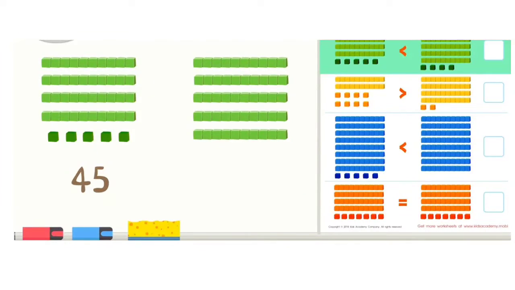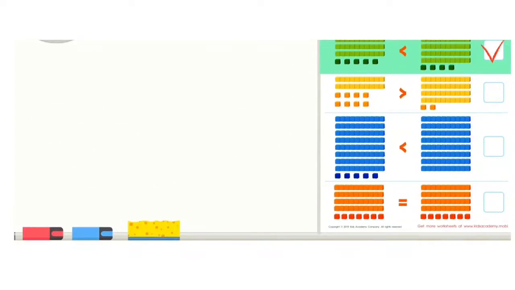Let's count the cubes just so we can get a final count. 51, 52, 53, 54. So 54 is greater than 45. Let's see if the comparison symbol is facing the right way. It is. The symbol is eating the 54, so we know that this is correct. We can go ahead and check the box. Let's take a look at our next example.